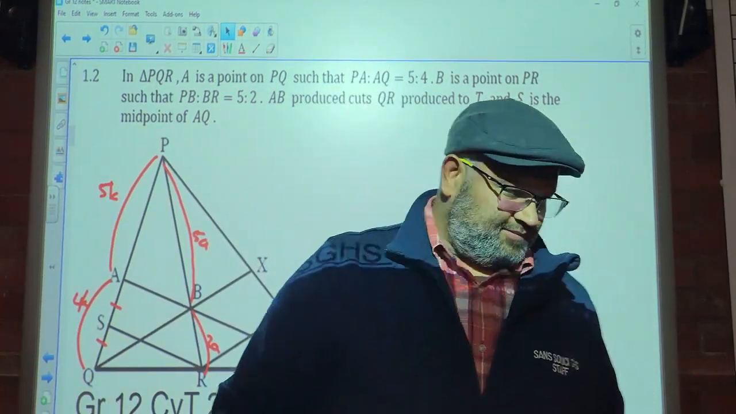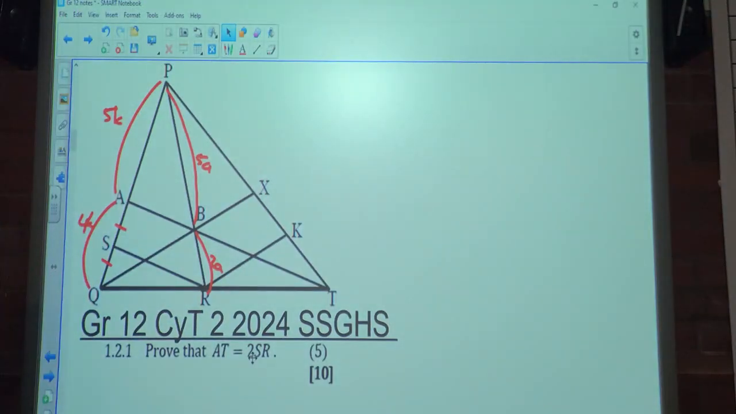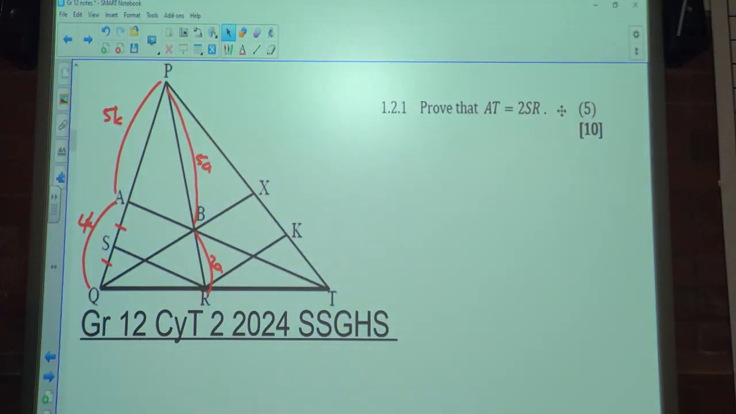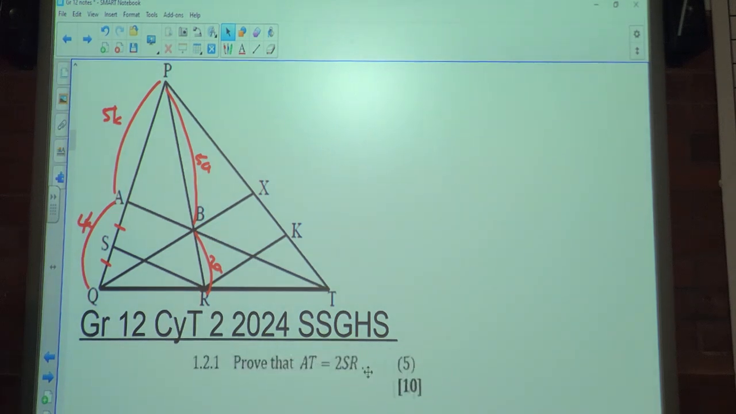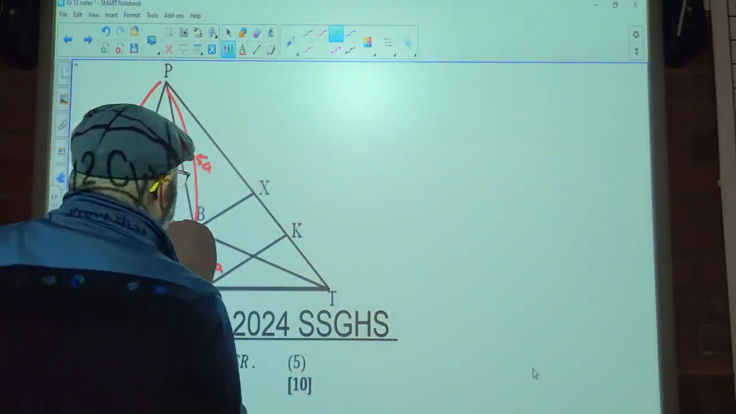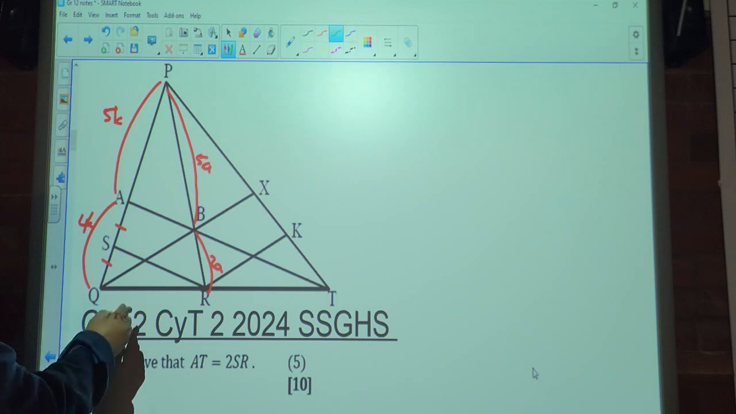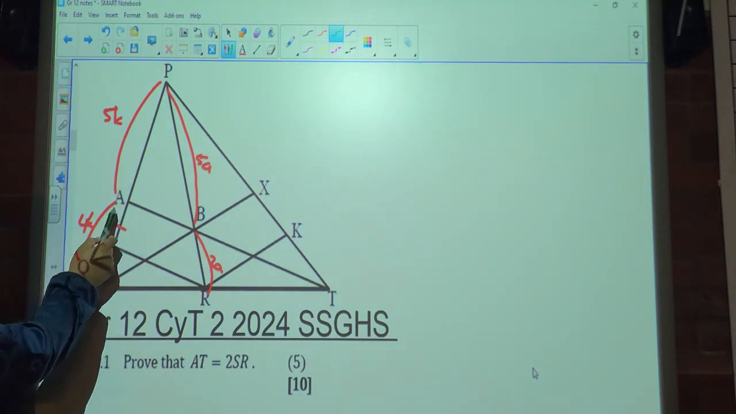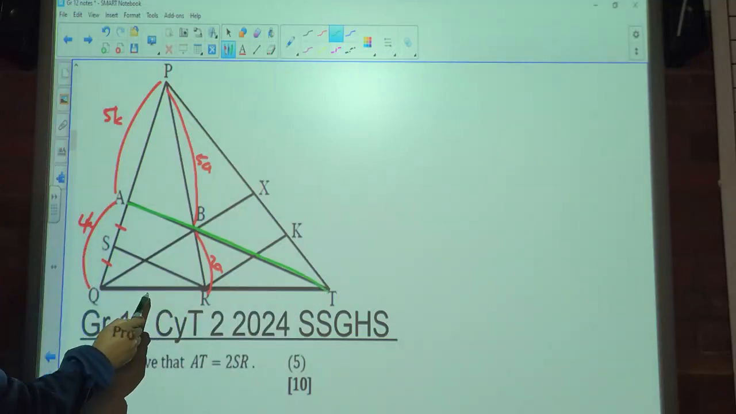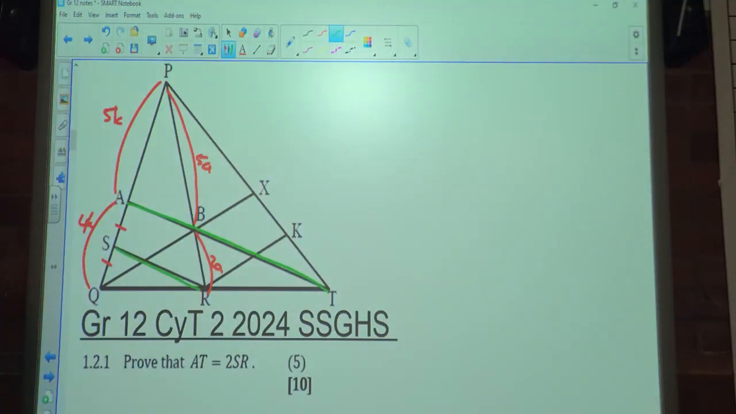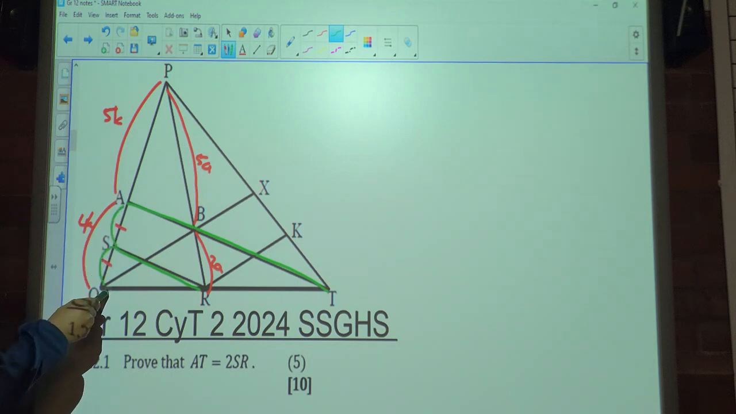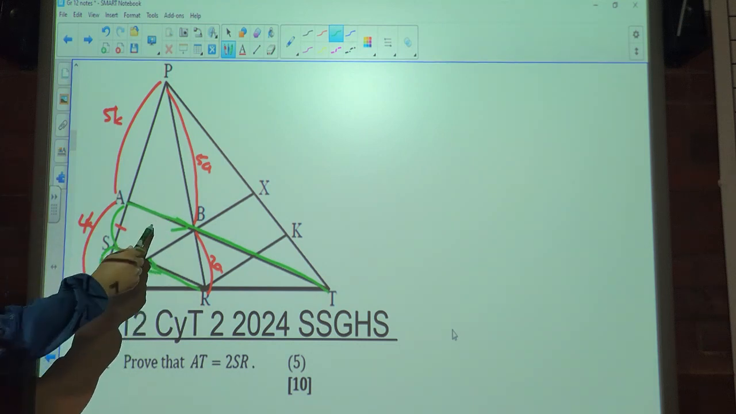So let's go to the first question pertaining to this here. We are asked to prove that AT is equal to twice SR. If we can prove that these lines are parallel, then we have done exactly that, which is the converse of the midpoint theorem coming into play. So we're going to prove that these lines are parallel.